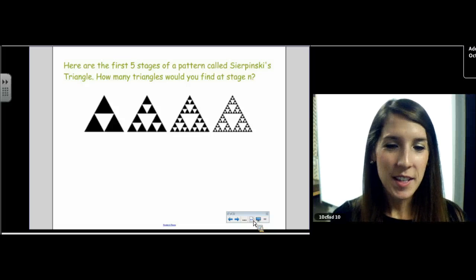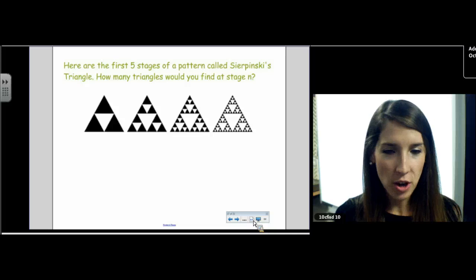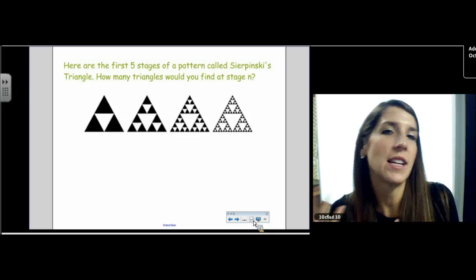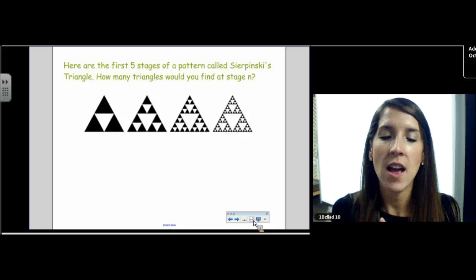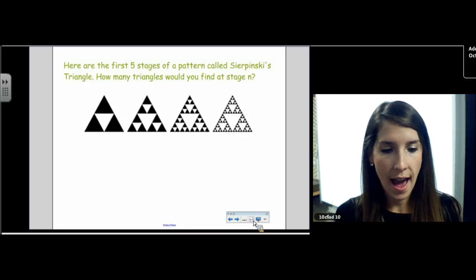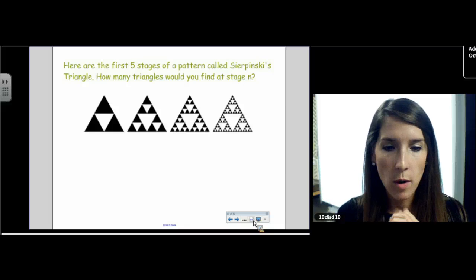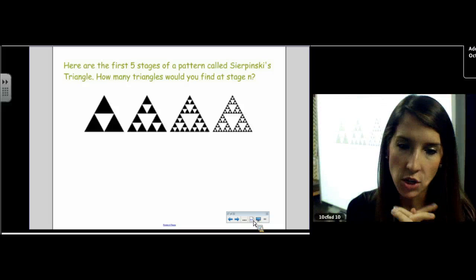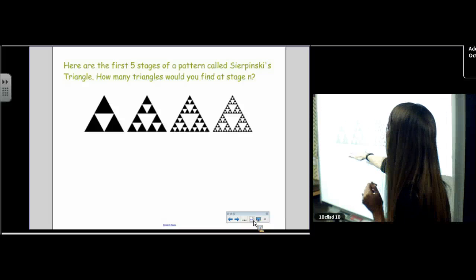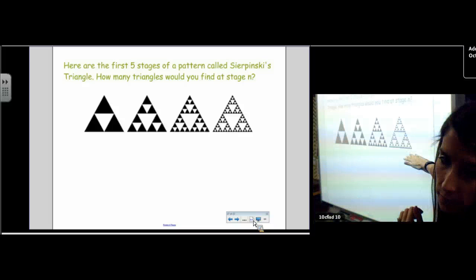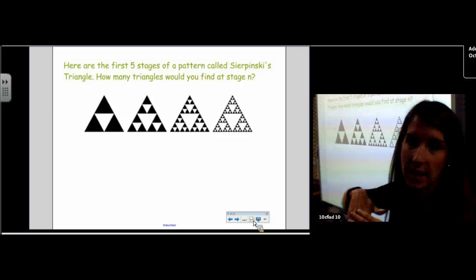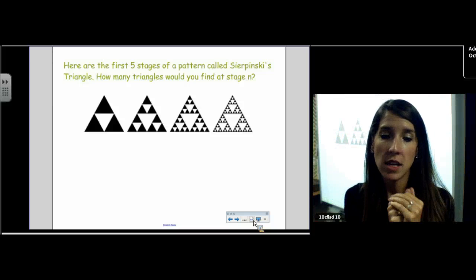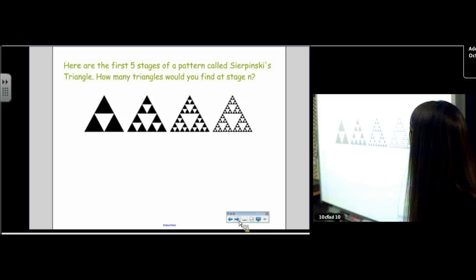So we're going to try to find out how many triangles would be at stage n. Like if I wanted to know how many triangles were at stage 30 or stage 11, I need to have a rule. I need to have an equation. So what we're doing here is we're counting the number of dark triangles in each one. If someone gave you this problem, you would need to be organized. You would need to take your data and put it into a table so that you can find a pattern.